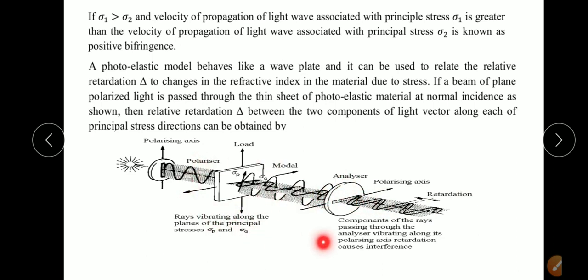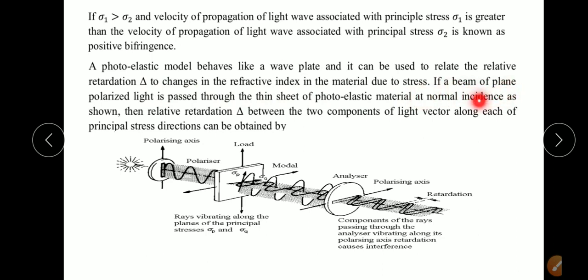So why does this retardation happen? Because of this behavior of the model. Same thing here: a photoelastic model behaves like a wave plate, and it can be used to relate the relative retardation delta. If you want to determine the relative retardation, you can use the model's change in refractive index in the material due to stress.